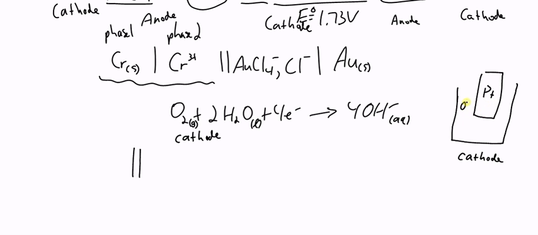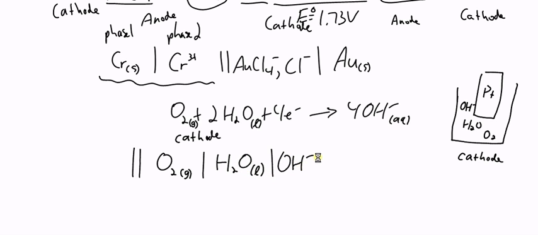And then in solution would be hydroxide, water, and the oxygen gas. So with that being said, how are we going to write this up? So I've got oxygen, which is gas phase. I've got water, which is liquid phase. I've got hydroxide, which is aqueous. And then I have my electrode. Now again, platinum was not part of the half reaction, but it is still going to be listed in the line notation because it is a part of the cathode compartment. And so we're going to put this, given my preference, on the outside.